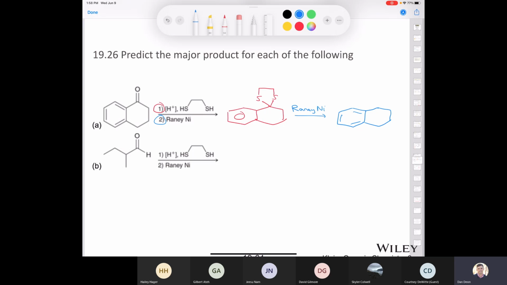All right, what if we had an aldehyde? Here we have an aldehyde. We treat it with acid and our dithiol. What are we going to make? We're going to make our cyclic thioacetal. So let's draw that out. Make sure to indicate that proton. And you've got your cyclic thioacetal.